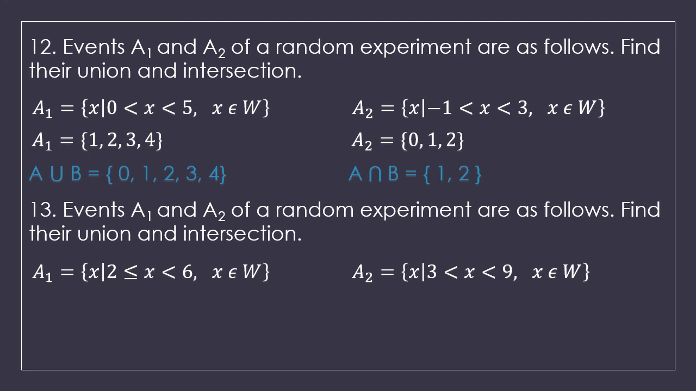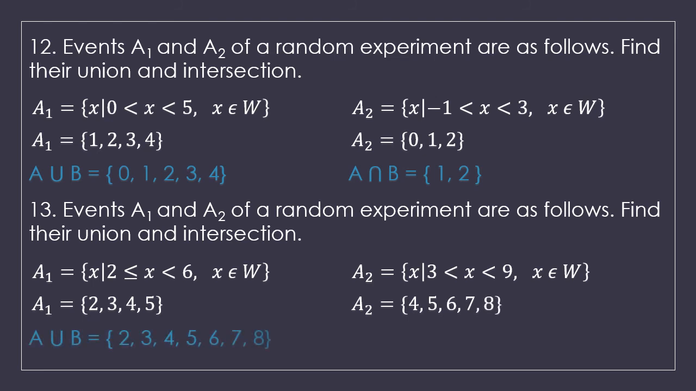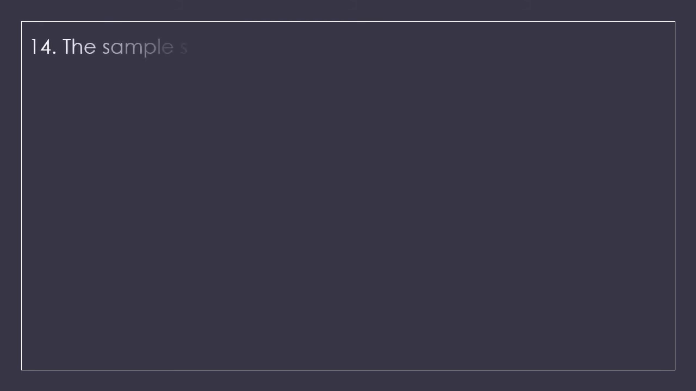So A1 we have to start with 2 and end before 6, that is 2, 3, 4, 5. In A2 we can't start with 3 because the equal to sign is not there. So we will start with 4 and end before 9, that is 4, 5, 6, 7 and 8. We need to find the union, that is 2, 3, 4, 5, 6, 7, 8, and the intersection, that is just 4 and 5. Okay, so these are some easy and simple sums for the breathing, you know. Now we are in the last parts of the exercise.